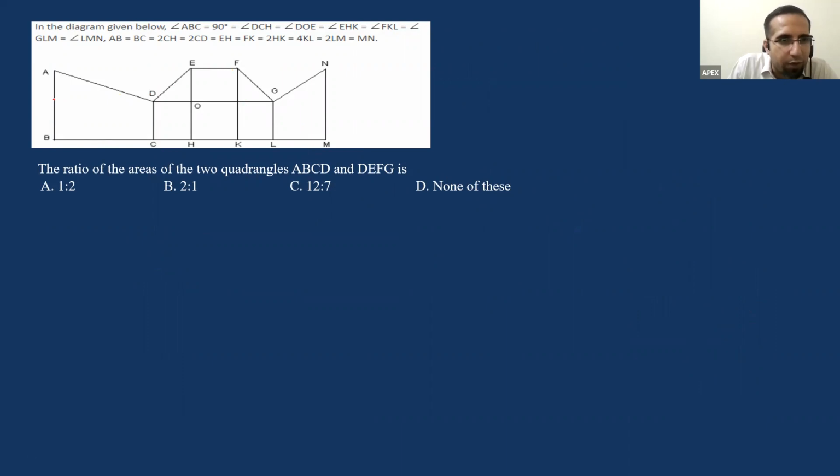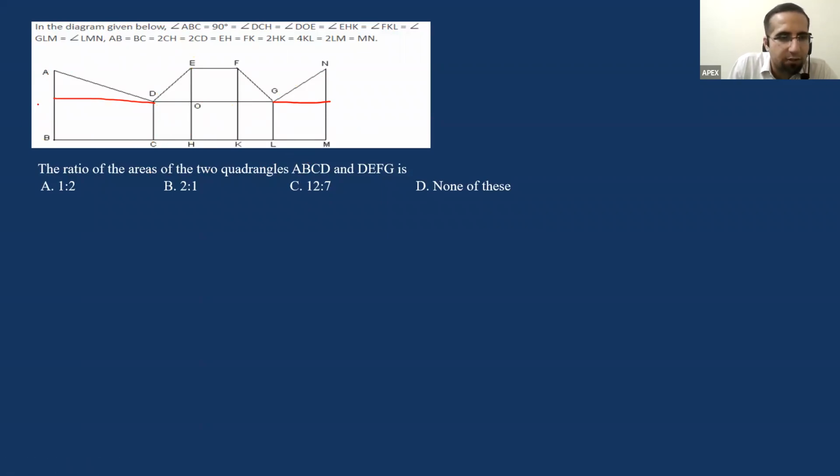If I look at it this way, let me draw a line parallel to this and perpendicular to this. So AB is equal to BC, which is equal to 2CH, which is equal to 2CD, which is equal to EH, which is equal to FK. Now, which is equal to 4KL, right?